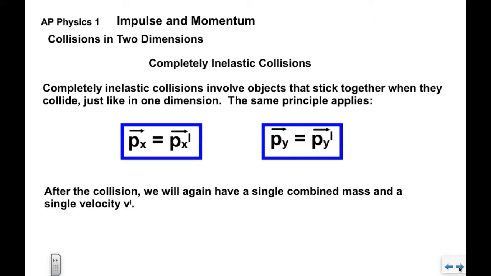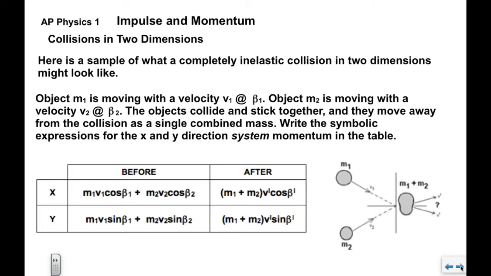Okay, now we'll take a look at completely inelastic collisions. We know that completely inelastic means that the objects stick together and move away from the collision as one object. Same principle applies. Px equals px prime, py equals py prime. After the collision, we'll have a single combined mass and a single velocity v prime.